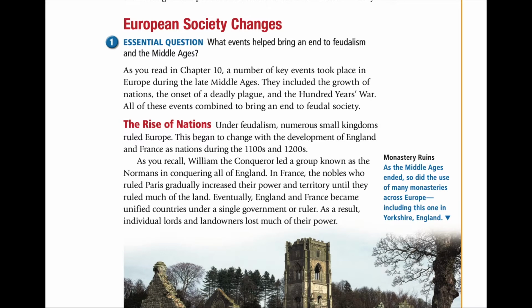The rise of nations. Under feudalism, numerous small kingdoms ruled Europe. This began to change with the development of England and France as nations during the 1100s and 1200s. As you recall, William the Conqueror led a group known as the Normans in conquering all of England. In France, the nobles who ruled Paris gradually increased their power and territory until they ruled much of the land. Eventually, England and France became unified countries under a single government or ruler. As a result, individual lords and landowners lost most of their power.